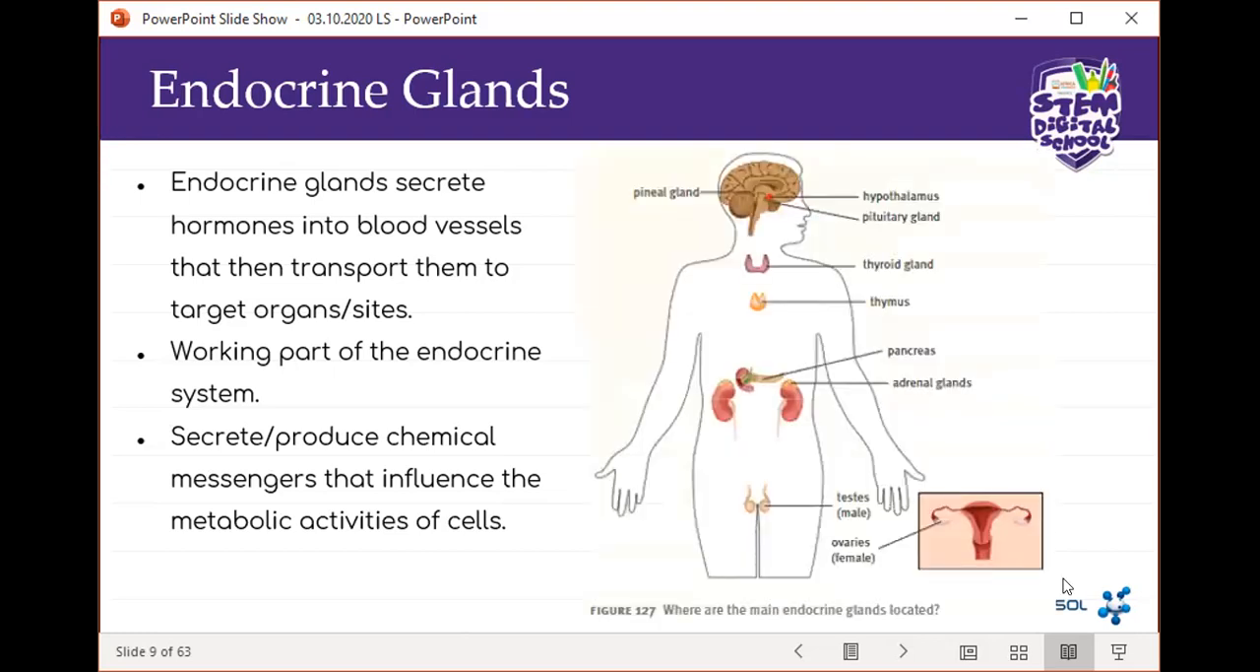All right, so now in this figure here, we are showing the different types of endocrine glands we find. So we have the pineal gland, which is located right there in the brain. Then we have the hypothalamus. Then we have the pituitary gland. Then we have the thyroid gland. Then we also have the thymus, the pancreas, the adrenal glands, which are just located above the kidneys. Then we have the testes in males, and then the ovaries in females. And so those are the types of endocrine glands that we find in humans.